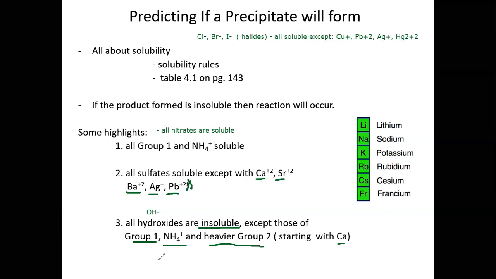Now for the other types of anions, such as carbonate, phosphate, chromate, things like this, usually all insoluble except for group 1 or ammonium. These are kind of the highlights of that solubility chart.